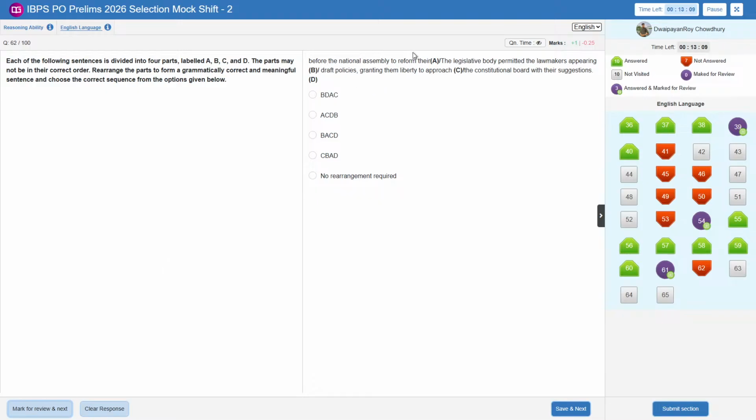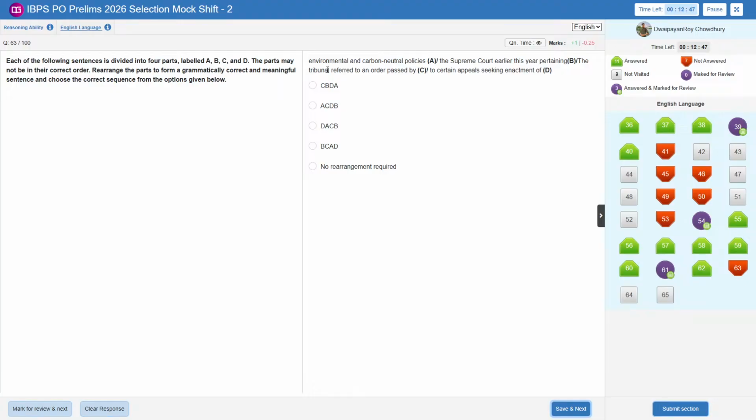Now, okay, before the legislative body, so B to start with, permitted the lawmakers appearing before, so BA, to reform their draft policies granting from liberty to approach the constitutional board suggestion. Suggestions, full stop. Okay.